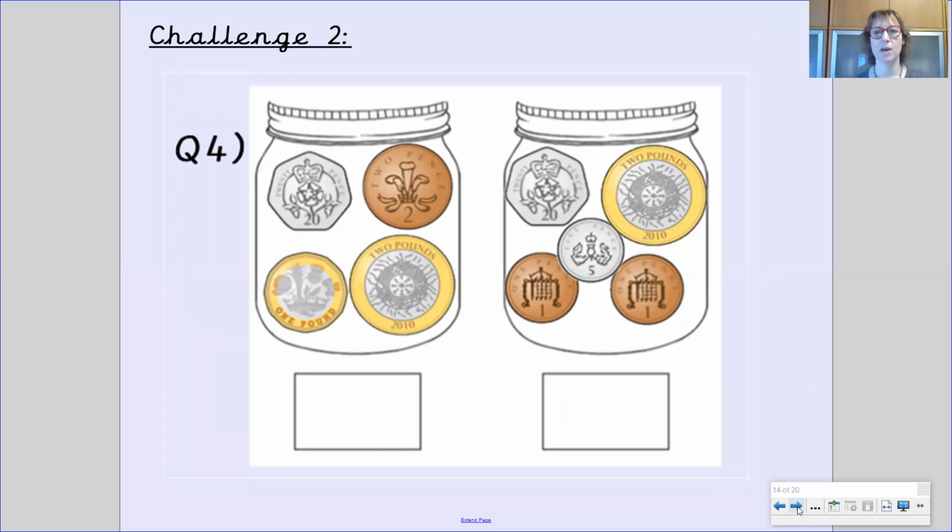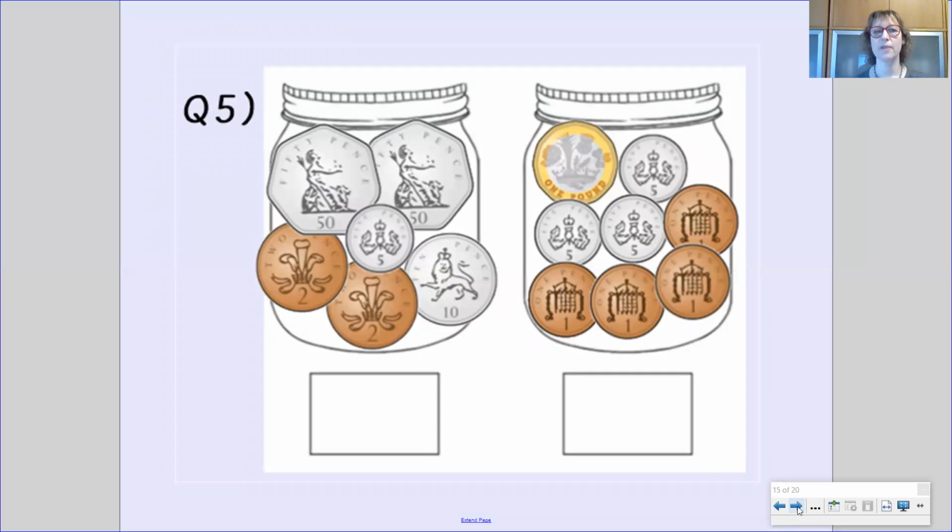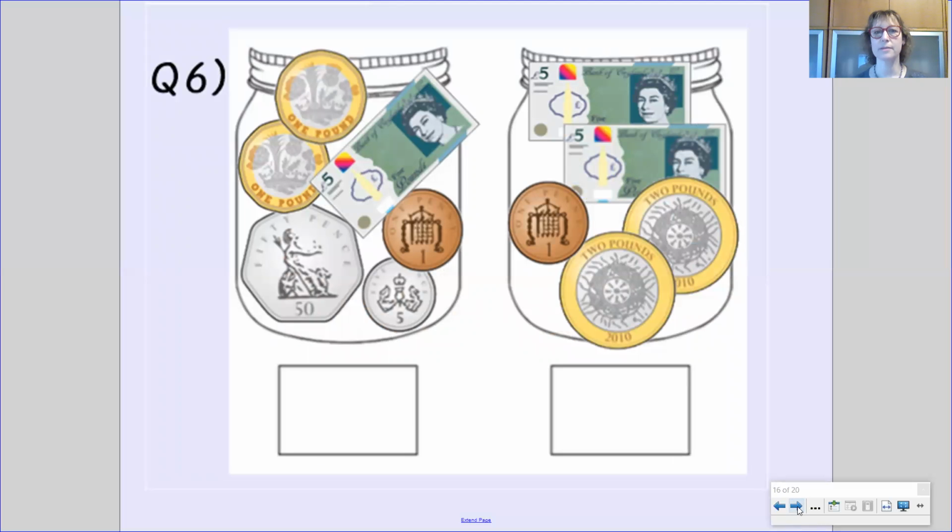Question 4, getting a bit harder now. Remember that if you've got pounds and pence, you only need to look at the pounds. Unless the pounds are the same, then you need to look at the pence. Question 5. Question 6. And again, if you're starting to struggle, stop here and just send us the answers to the ones you've done so far. If you want to challenge yourself further, then keep going.